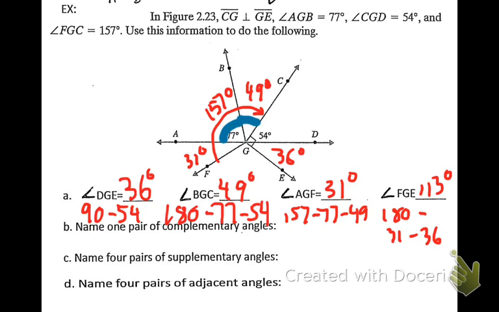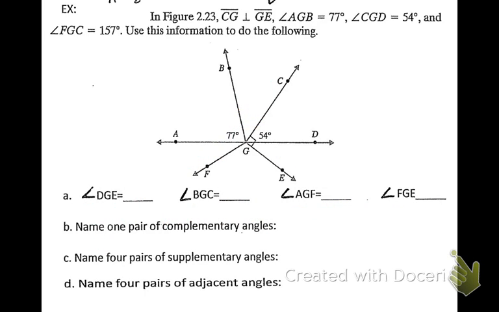So name one pair of complementary angles. Because of time, I'm just going to go right through it. One pair of complementary angles. We've got angle C. Let's clear it out here. A pair of complementary angles: we have CGD and DGE.